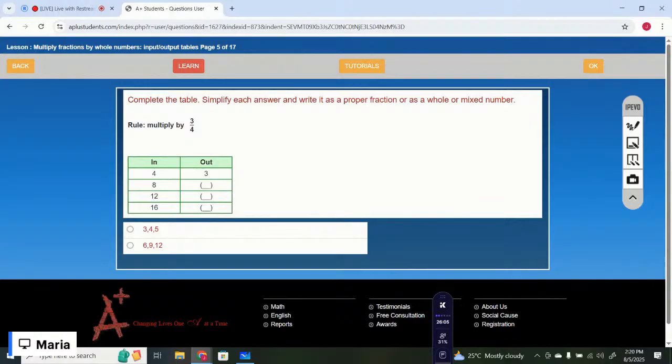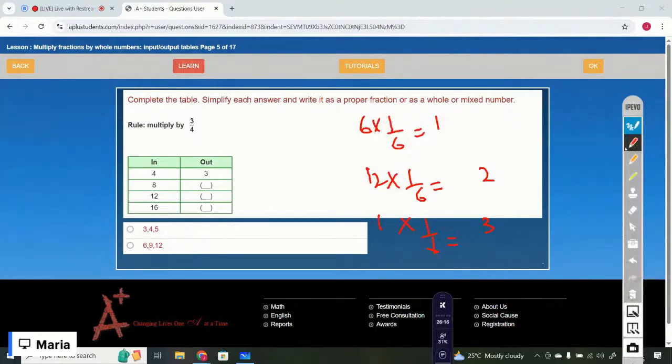Multiply by 3 by 4. Multiply each input value by 4. 4 times 3 by 4. So 4 and 4 cancel out. We are left with 3. We already have the output value for 3, right?